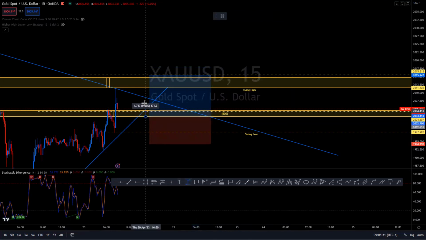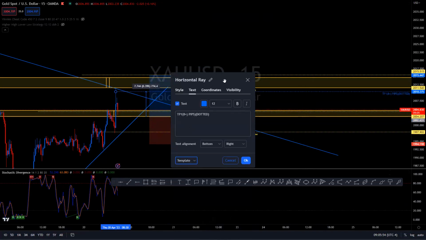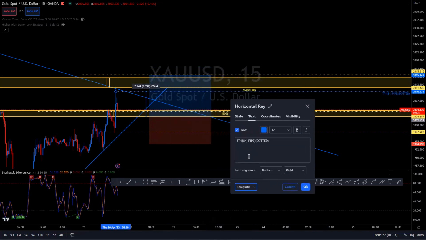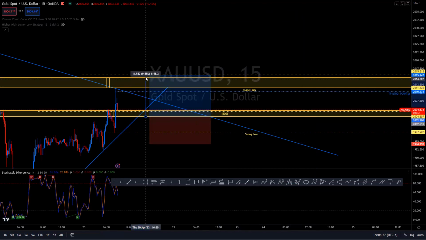So if price comes up from here, this is how many points in gold that I'm going to try to get on the first TP. TP one. Yeah, 700 plus points. That's what we're going to do. Let me see. And then up to here, this kind of room.